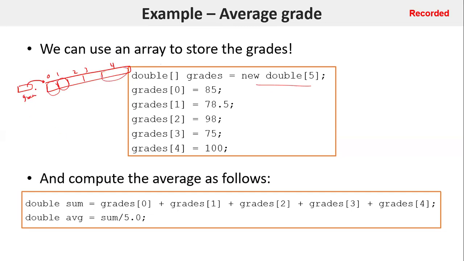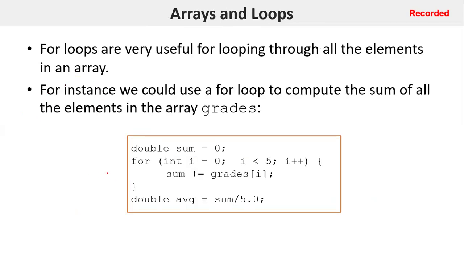The only reference is grades. But these are not references. These are values. Now you write down here 85.0, 78.5. Like that you write down all the values. Grade 0 is the value, this value, this value, this value, and this value. Values are added together. That is the sum. Sum divided by 5 is the average. Okay, in a for loop, you can write this easily if you like.